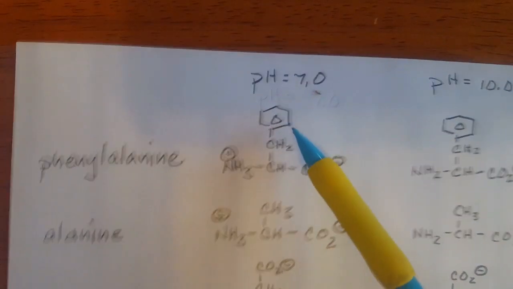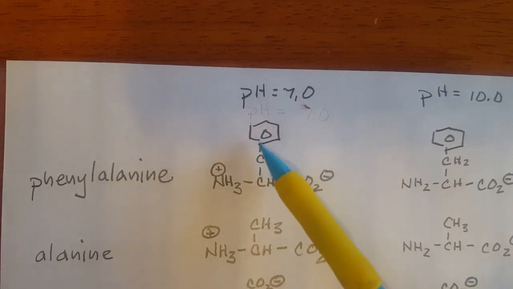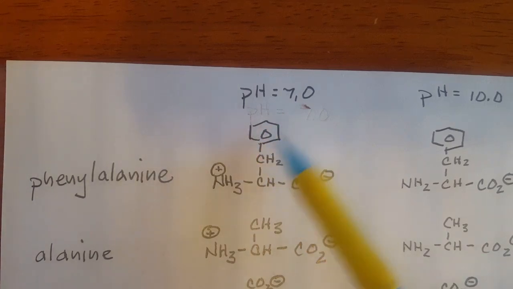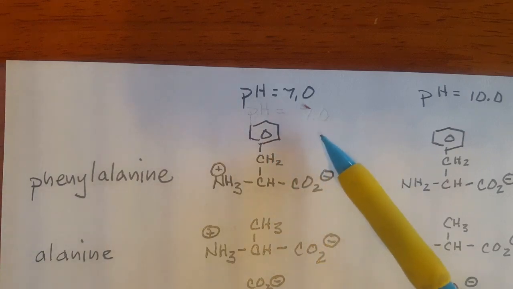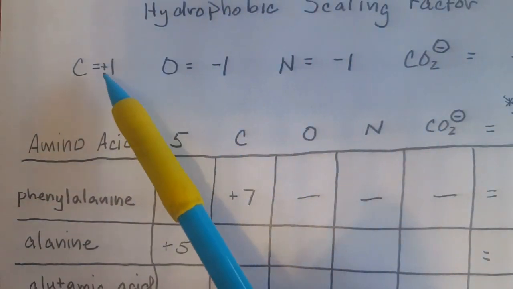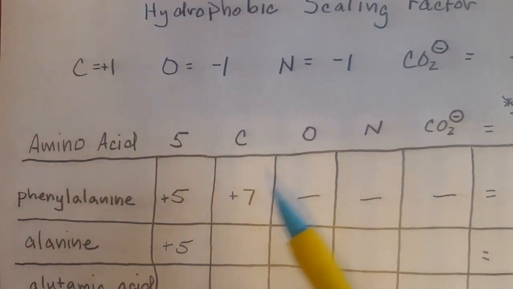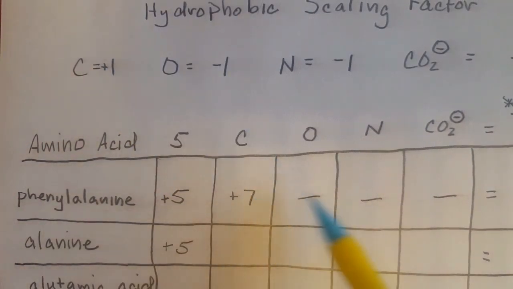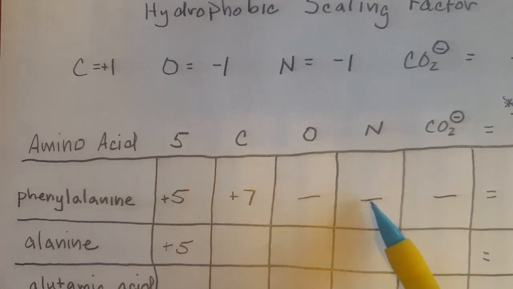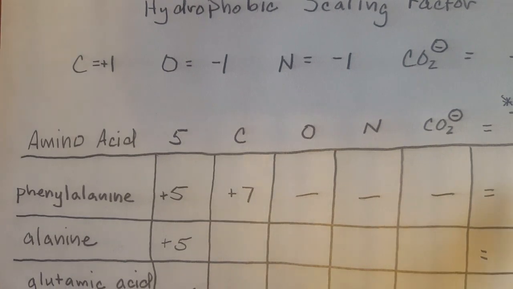The R group of phenylalanine has 1, 2, 3, 4, 5, 6, 7 carbons, no oxygens, no nitrogens, no carboxylates. So in this table, carbon has assigned a value of 1 times 7 because there are 7 carbons, so it gets a value of 7. No oxygens, that's blank. Nitrogens, blank. Carboxylates, blank. So the total is going to be 12.